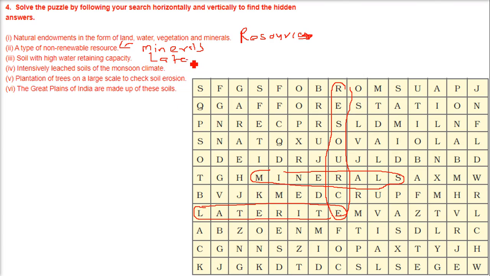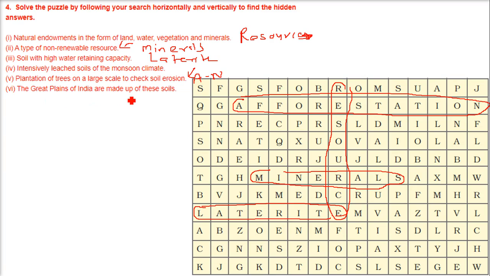So let me write it. Laterite. Intensively leached soils of the monsoon climate. I'll come back to this. Plantation of trees on a large scale to check erosion. The plantation of trees on a large scale to check erosion is afforestation. So this is afforestation. I'll just write the A and N, afforestation.